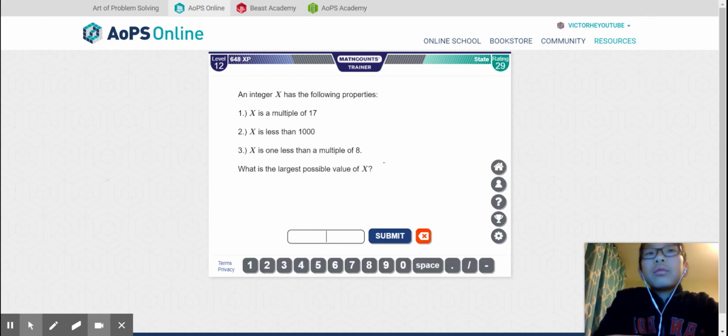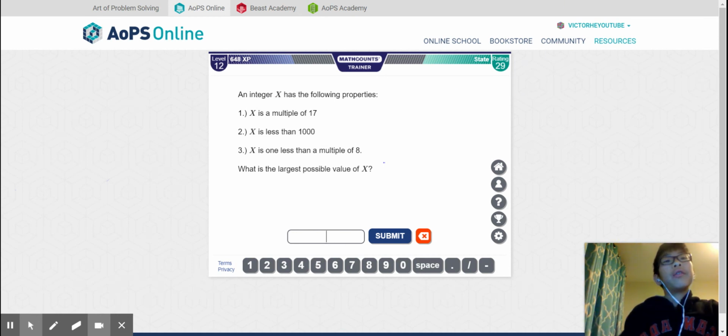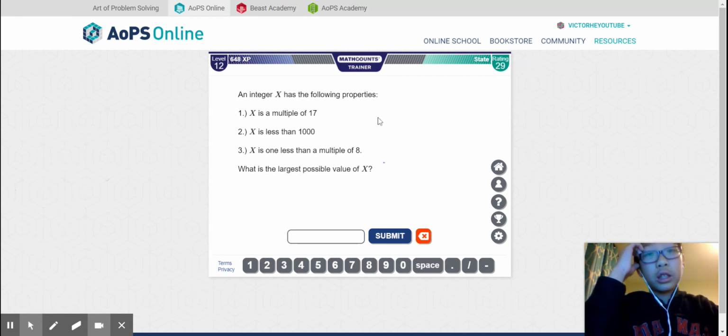Okay. So last problem. So hopefully we could hit rating 30 for state because tomorrow, that would let us do national mathematical problems. But let's just continue. An integer x has the following properties: x is a multiple of 17, x is less than 1000, x is 1 less than a multiple of 8. Find the largest possible value of x.